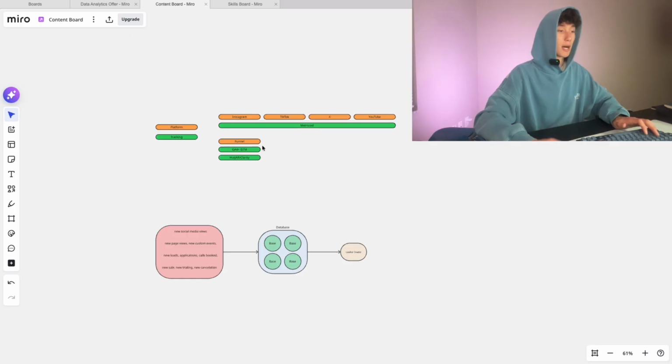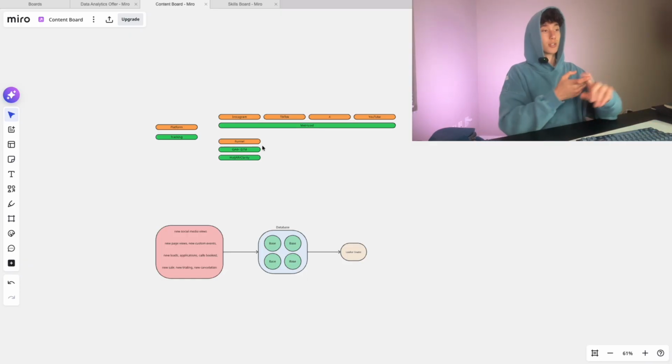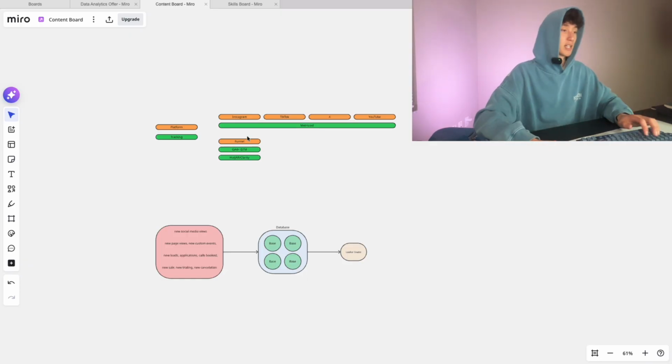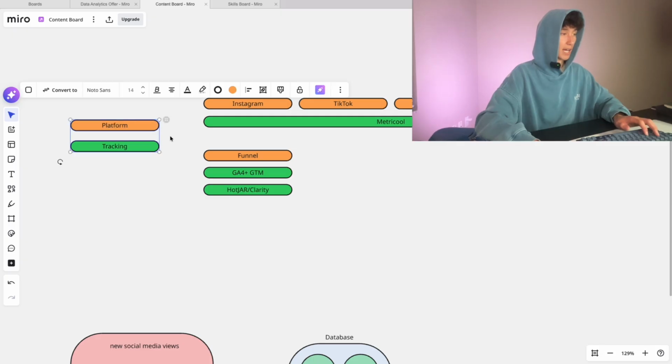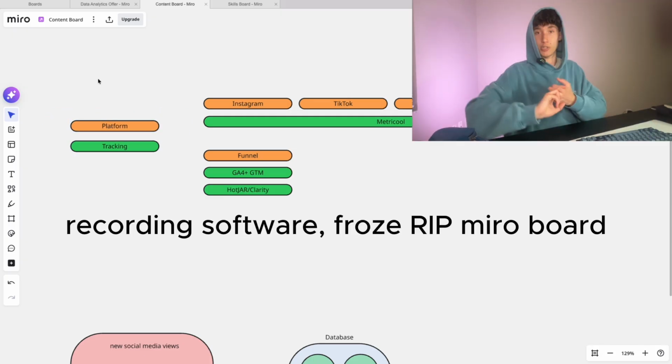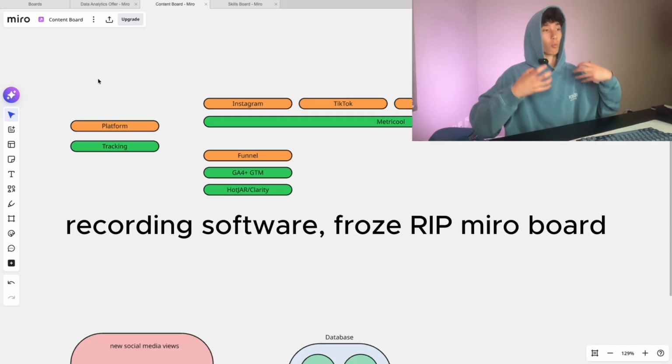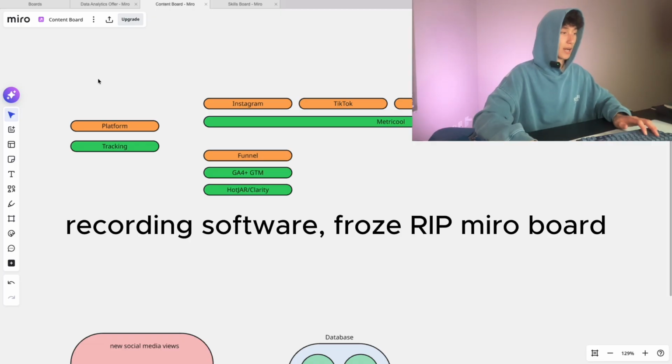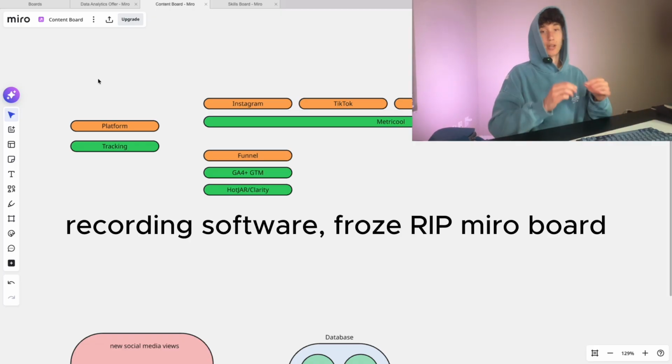So first, I'm going to show you what software you need, and what platforms you'll be tracking. So here, like it says platform, this is what we're tracking. What is the actual medium? Where are we getting our data from? And then we have our tracking. This is just the software. So Metricool, this I love so much.